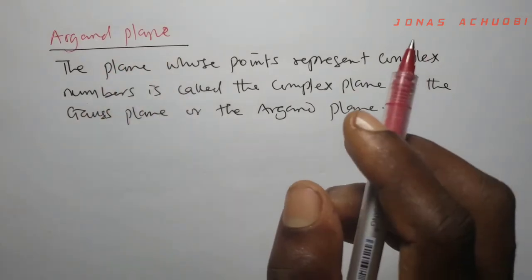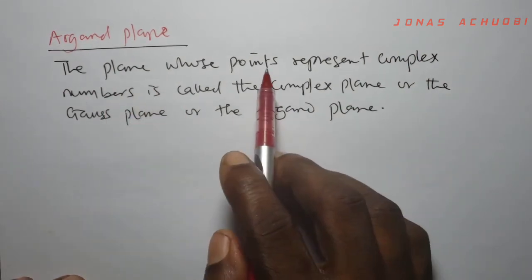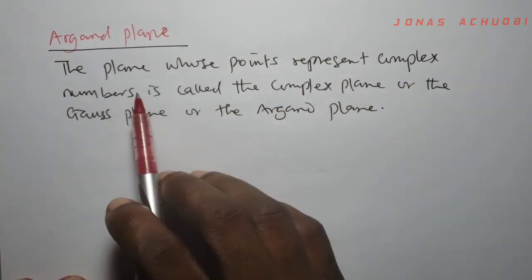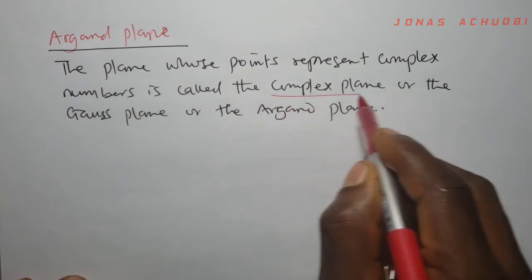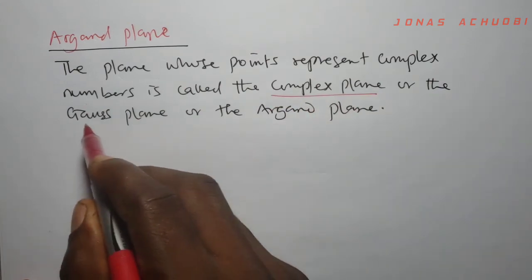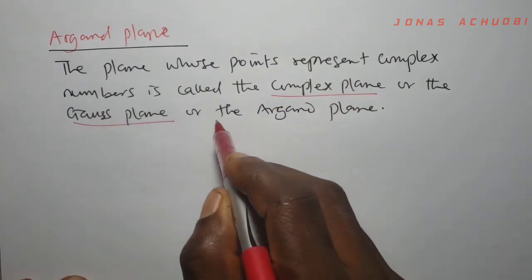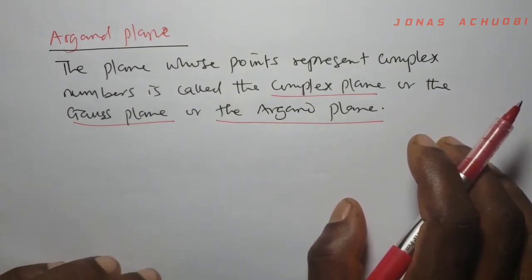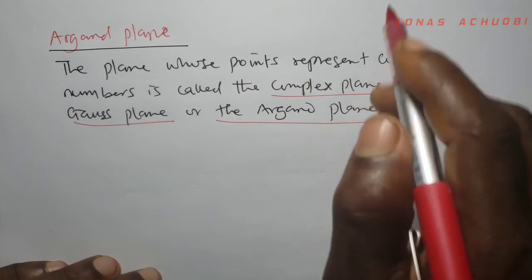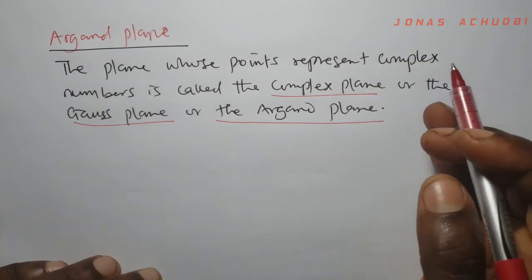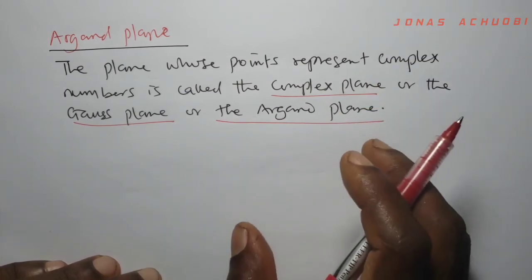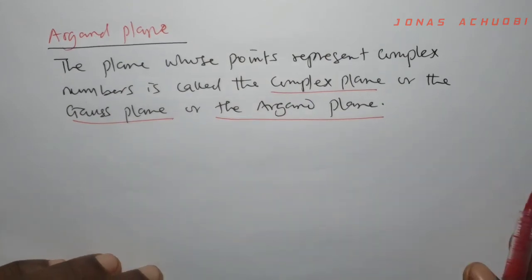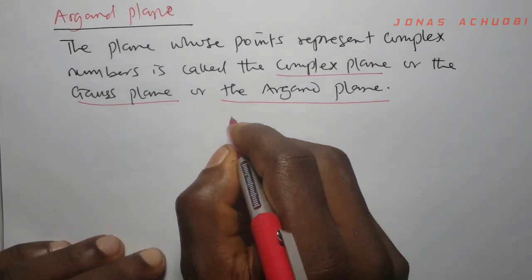Argand plane. The plane whose points represent complex numbers is called the complex plane. It is also called the Gauss plane. It is also called the Argand plane. So just like we could represent real numbers on our x and y coordinate system, we can also represent complex numbers in what we call the Argand plane. The Argand plane is a plane that looks just like this.